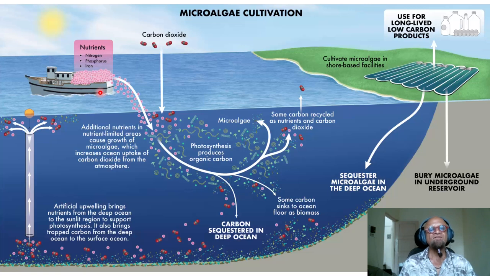oceans. Often you hear about phosphorus limitations and iron limitations, so iron fertilization is one of the methods of doing this as well. We'll separately discuss artificial upwelling as well, but here is artificial upwelling bringing nutrients from the deep ocean to the euphotic zone or the sunlit region to support photosynthesis. It also brings trapped carbon from the deep ocean to the surface ocean, which can increase the partial pressure of CO2 in the surface water, which can drive outgassing.